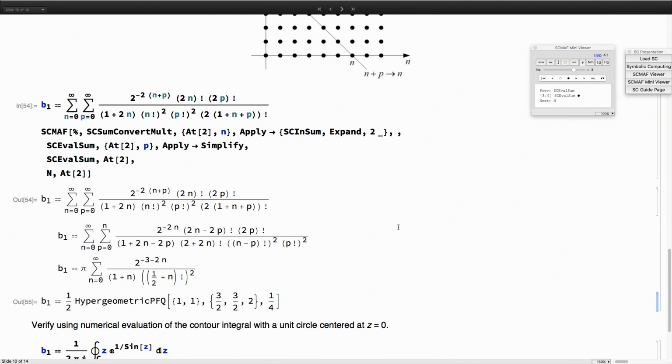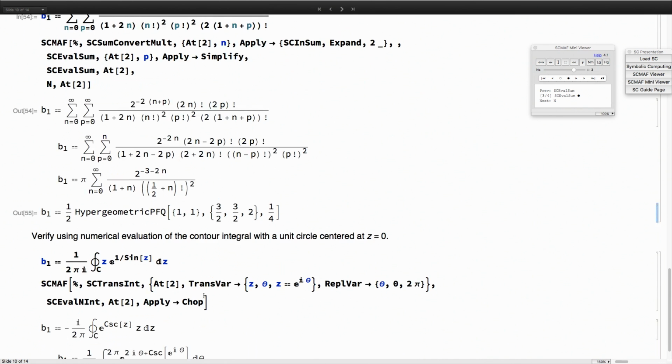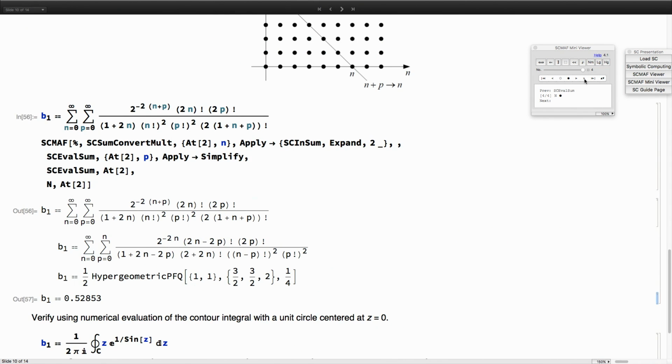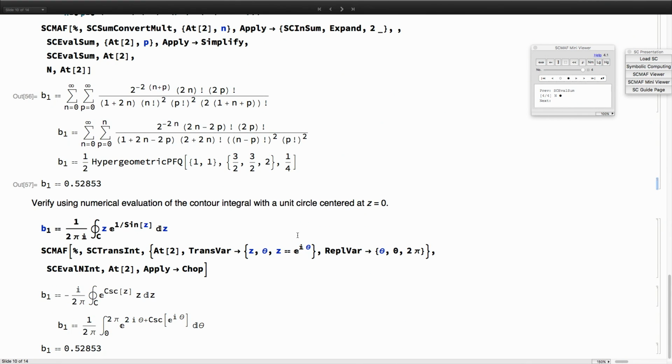And the result is written in terms of the hypergeometric PFQ function. And this is the closed form expression, and we can evaluate the numerical value, and this is the result. We can compare it using numerical evaluation of this integral, and it gives the same result.